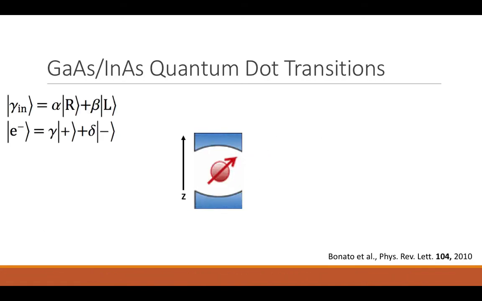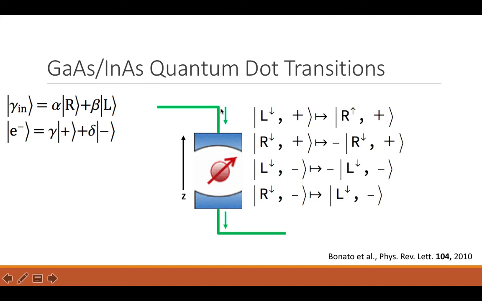And so how do we actually want to go about creating this gate? Well, we want to use these gallium arsenide, indium arsenide quantum dots. And these have been used or have been proposed to be used for a few different things, like a CNOT gate, a Bell state analyzer. But basically what happens is the electron inside the quantum dot will be in some superposition of spin up or spin down, while an incoming photon will be in a superposition of right-handed or left-handed light. And so depending on which states you have, you get different transitions.